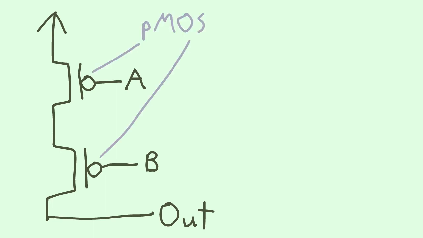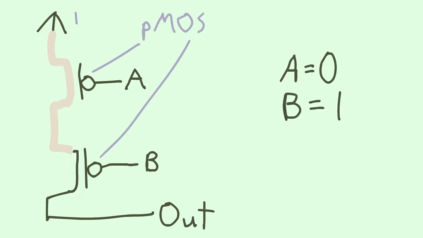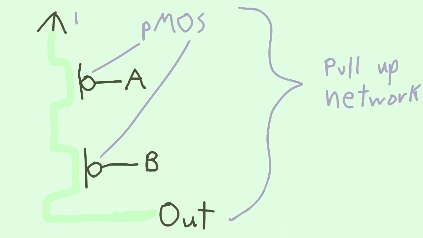Let's look at a circuit. We have two pMOS and power, which we'll say is logic 1. Remember, pMOS likes zeros. So if A is 1, then nothing goes to the output. If A is 0 and B is 1, then nothing goes to the output. Only when A and B are both 0 will the value 1 make it to the output. Also, a network with only power and pMOS transistors is called a pull-up network.